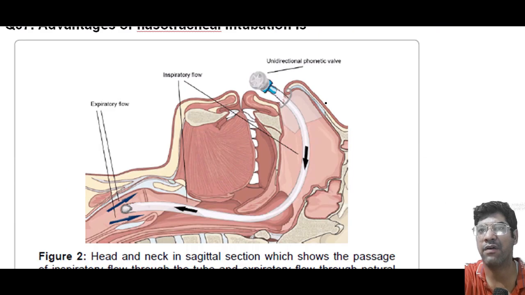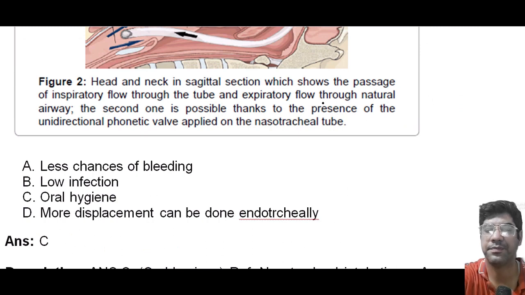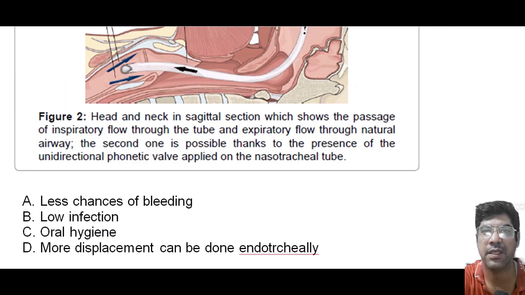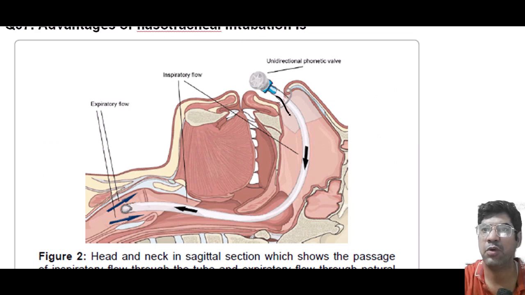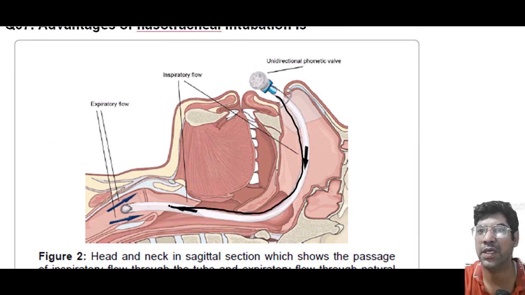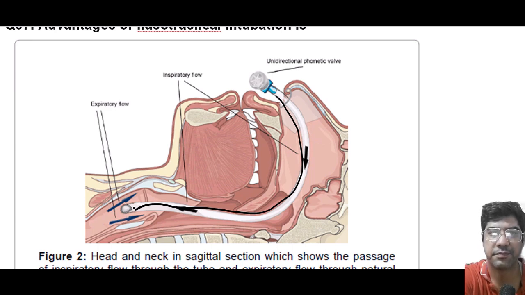The advantage of nasotracheal intubation is, the answer is C. In nasotracheal intubation, the tube is passed through the nose into the trachea. It avoids the need to have a tube in the oral cavity, which can help to maintain better oral hygiene during the period of intubation. So that's your answer.